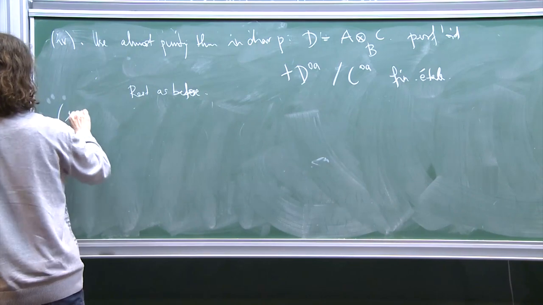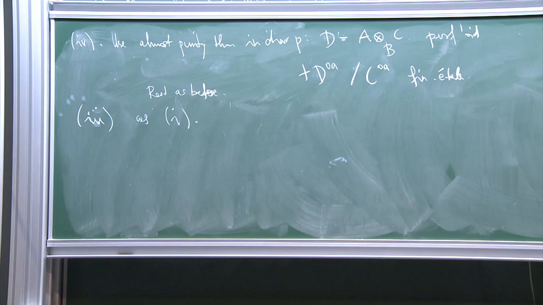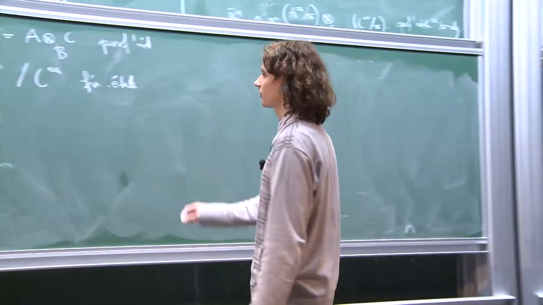And also part three is similar. So again, you can reduce to the case of an open immersion and a finite étale map. The finite étale map reduces to the affinoid case, and so on.